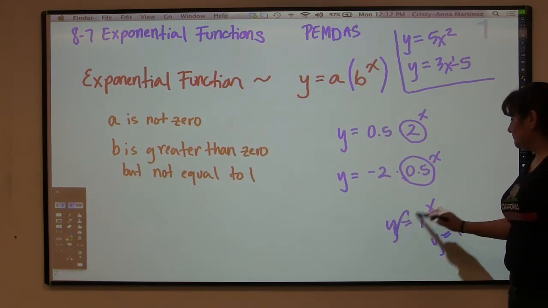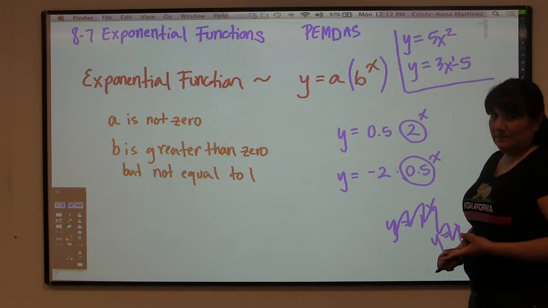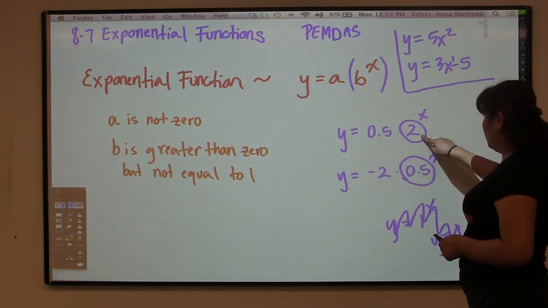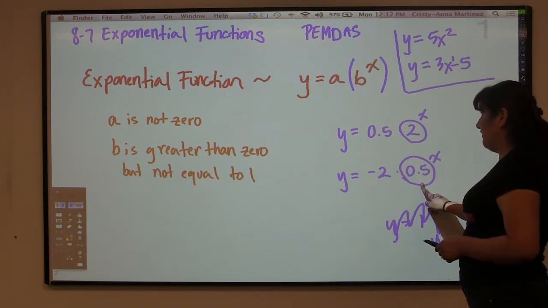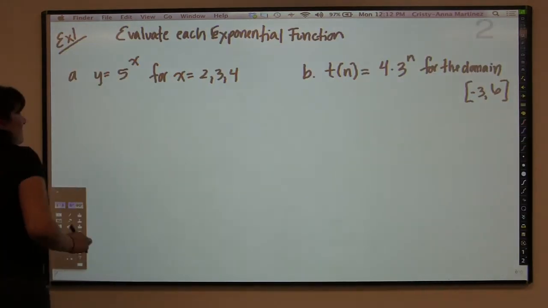So again, just a couple things to remember. A is not 0. B has to be bigger than 0, not equal to 1. But like I said, B can be bigger than 1. It can be 2. It can be smaller than 1. It can be 0.5. Okay, so for our examples today then, we're going to be dealing with exponential functions.